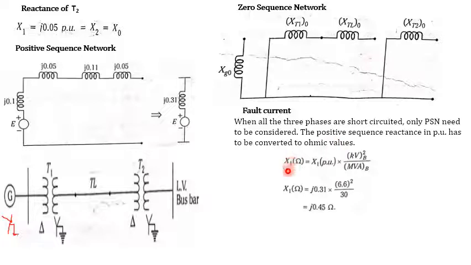That is nothing but X1 in ohm, that is equal to X in per unit. This is the formula, just in terms of ohm we are calculating. Earlier we were supposed to calculate in per unit, now we are converting to ohm values. X1 in ohm is equal to X1 in per unit into kV base squared divided by MVA base. This is the voltage. Here it is 6.6, the MVA is 30, so we get 0.45 ohm.